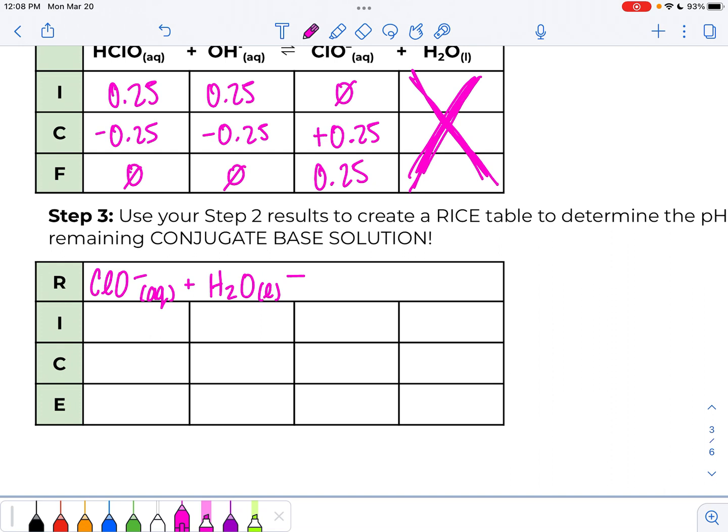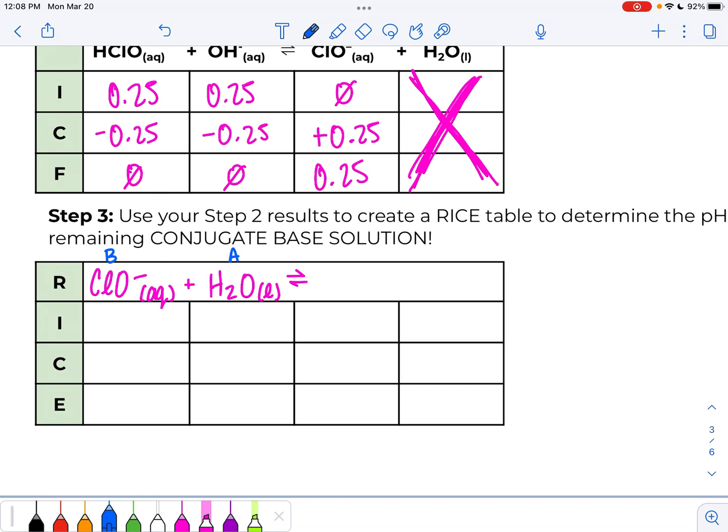This is reacting with the water, and this will form an equilibrium system to produce what? Okay, think about what's going to happen. We have a conjugate base, so this thing is acting like a base. That means water's got to be acting like an acid. What are we going to make?